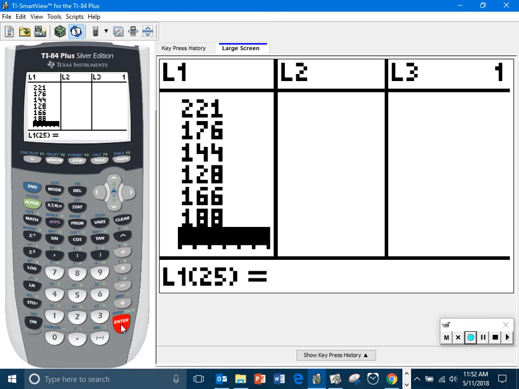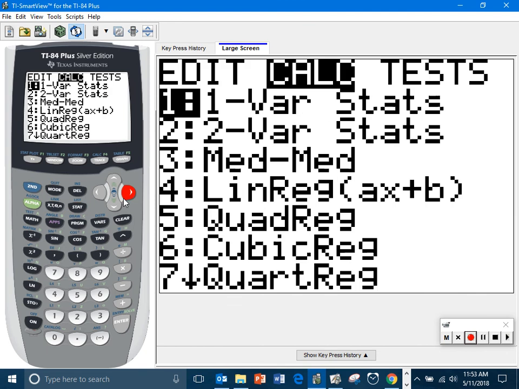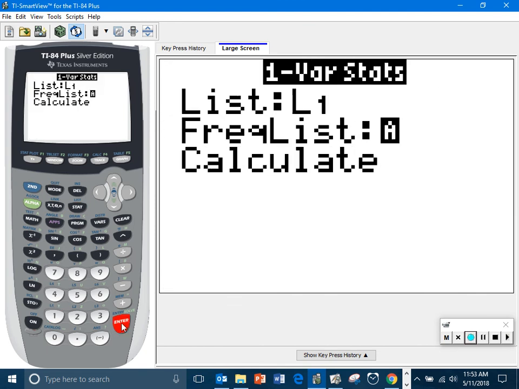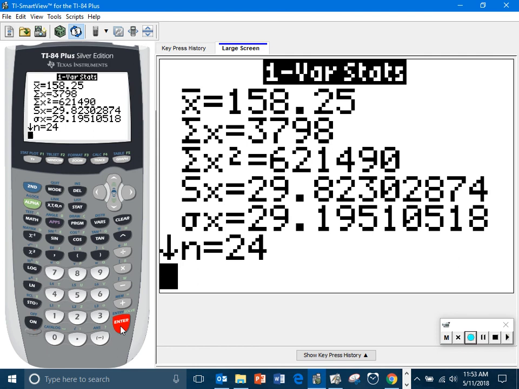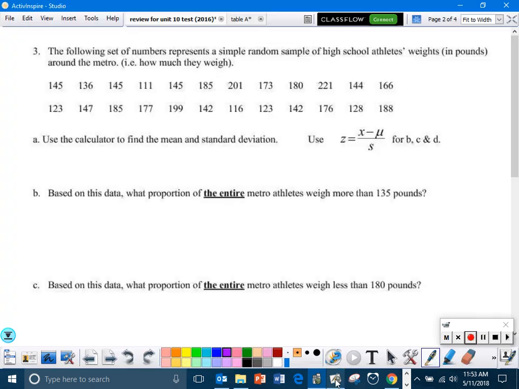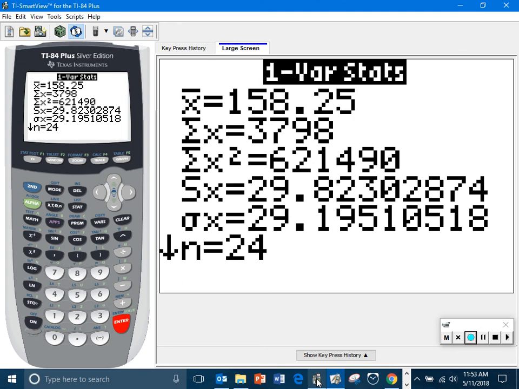All right, hopefully I did not mess up. So the next thing we need to do is find the mean and the standard deviation. So we're going to go stat, calculate, number 1. All right, so good, I did not mess up. So now we're going to round it. We're going to leave the decimals off. So the mean, remember that's the first number, is 158. And the standard deviation, we're going to round to 30.